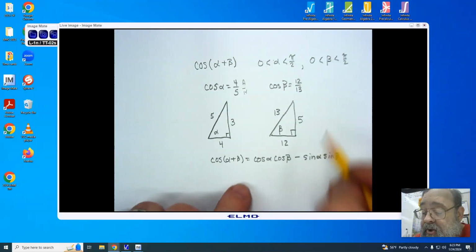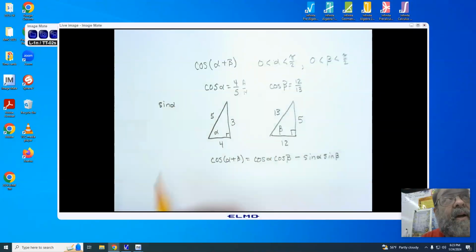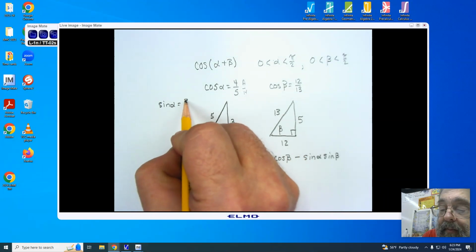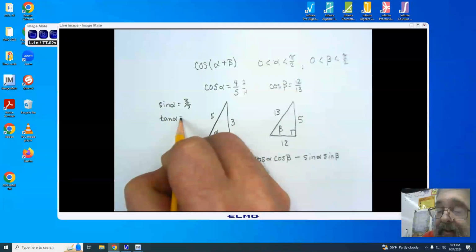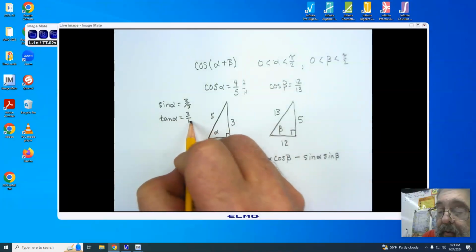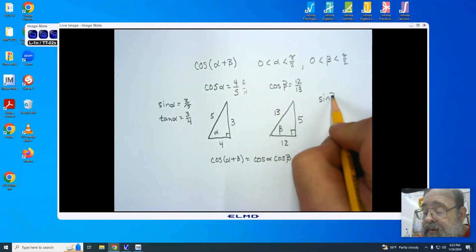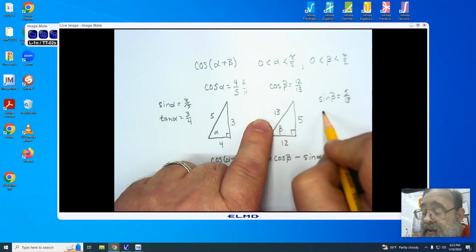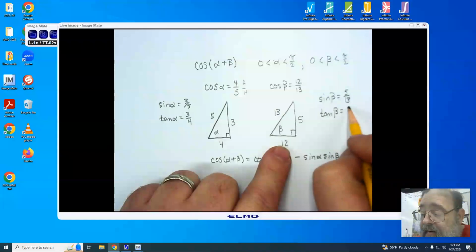Well, let's just make sure we know what the sine of alpha is. The sine of alpha is going to be 3/5. Notice we can find the tangent of alpha as well, and the tangent of alpha for this is going to be 3/4, the opposite over the adjacent. The sine of beta can also be found in the same way, 5/13. The tangent of beta as well. Notice the tangent of beta will be 5/12.